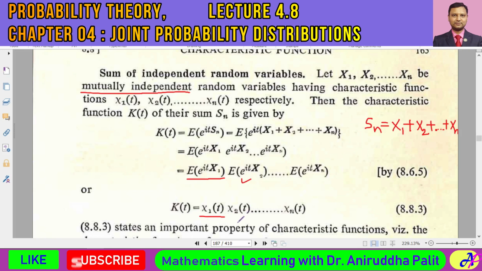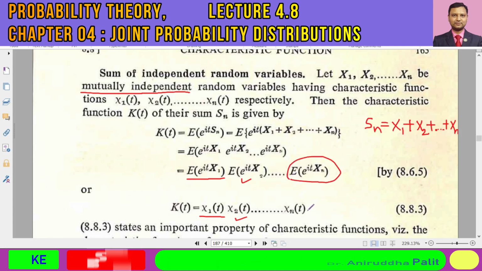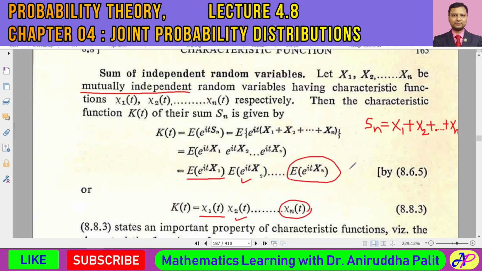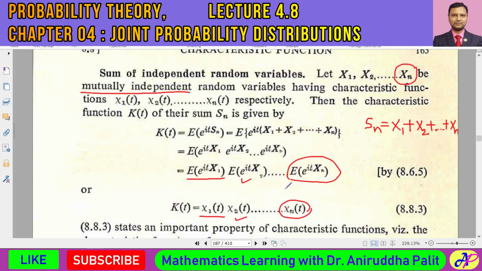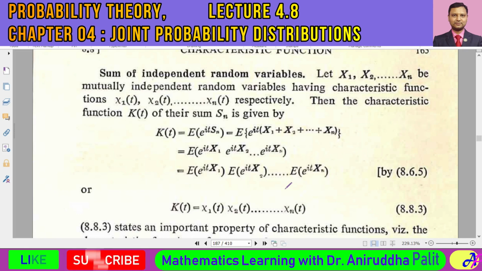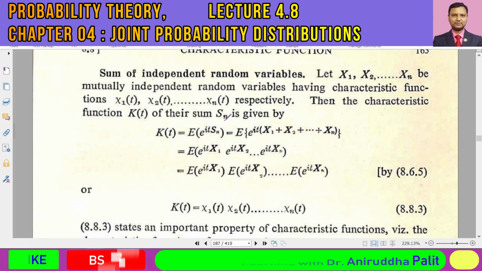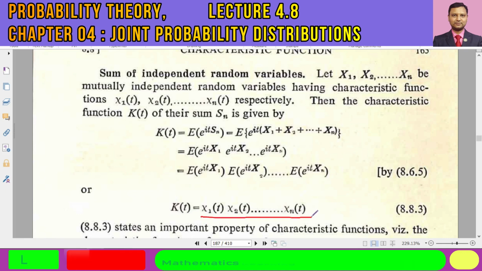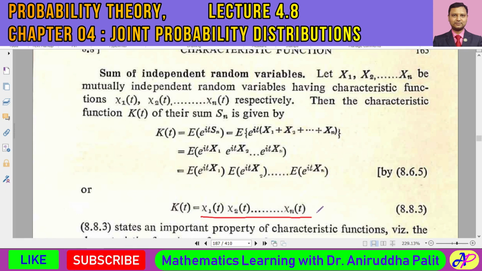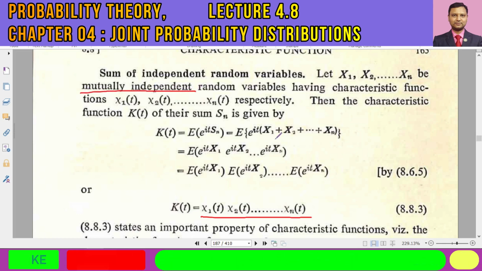This second factor is the characteristic function of the second variable x2. This last factor is the characteristic function of the last random variable xn. In this fashion, we can prove that the characteristic function of the summation Sn is equal to the product of the individual characteristic functions, provided, of course, that x1, x2, xn are mutually independent.